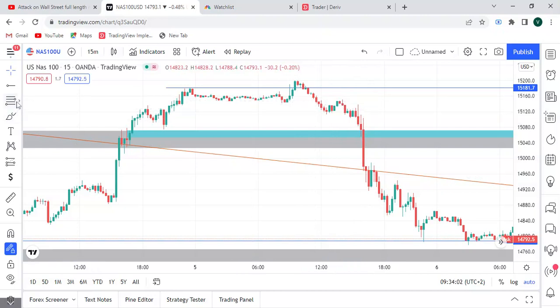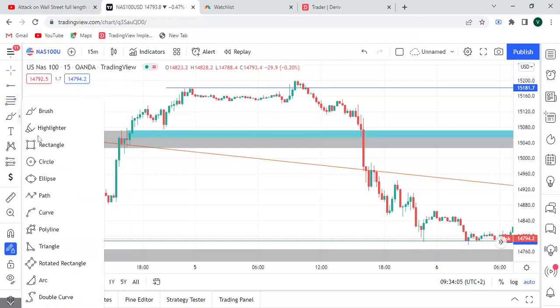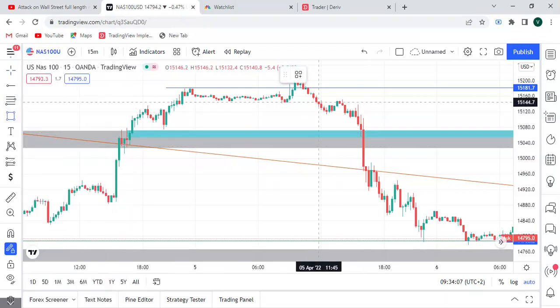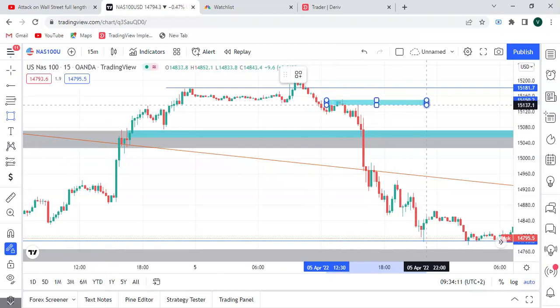If we get that as our order block, I just want to do everything properly so that you guys can understand. I'm gonna draw it up.